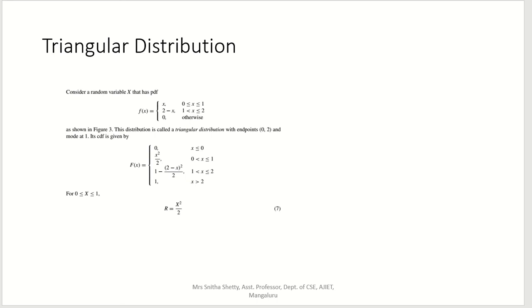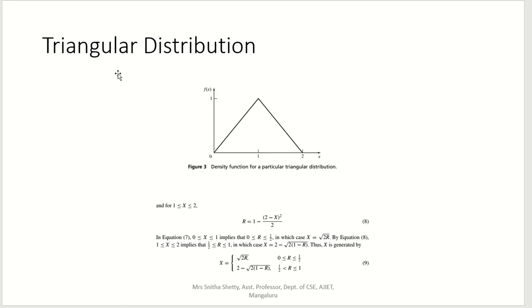We can look at the graph here. We will get two formulas: x is equal to square root of 2r, and x is equal to 2 minus square root of 2 into (1 minus r). Remember, when the given random number lies between 0 and 0.5, x is always square root of 2r. Just look at the value of the random number, then apply the formula. If the given random number is between 0.5 and 1, your x value will be 2 minus square root of 2 into (1 minus r). So this is about the triangular distribution.